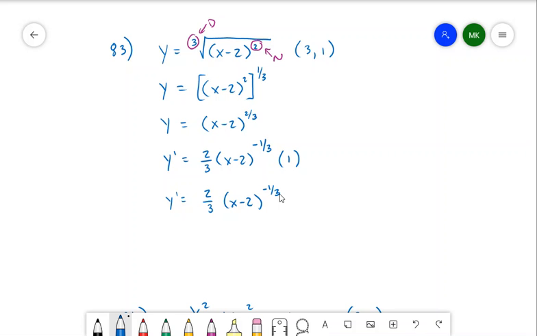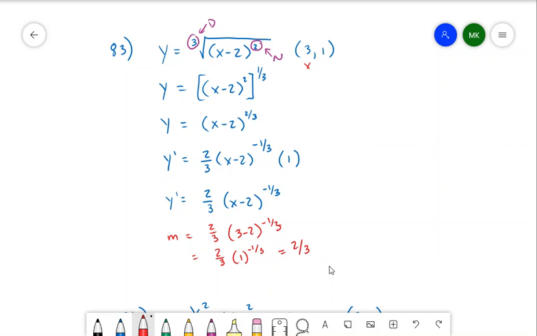Okay, now to find the slope, we're going to take our x value, which is 3, and we're going to plug it in. So the slope would be 2/3 times 3 minus 2 to the negative 1/3. And that works out nicely because 3 minus 2 is 1. And 1 to any power, oops, that's a third, not that it matters. 1 to any power is 1. So basically the slope ends up being 2/3.